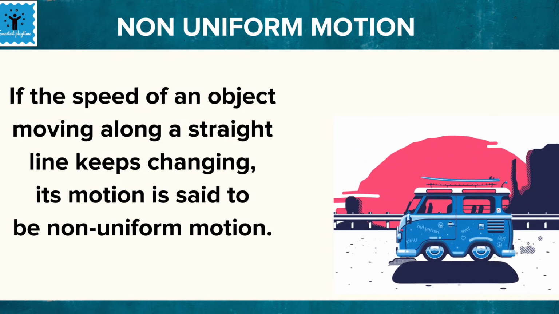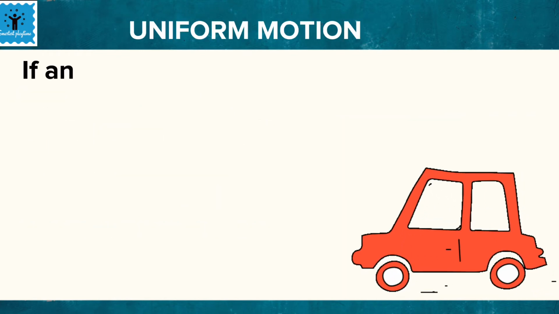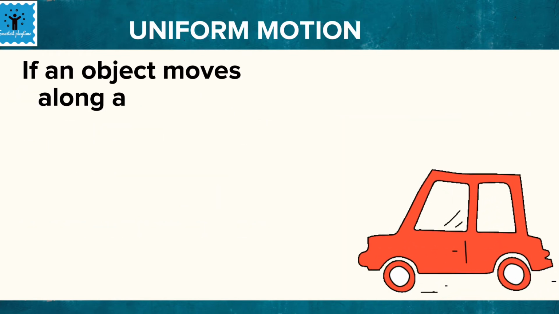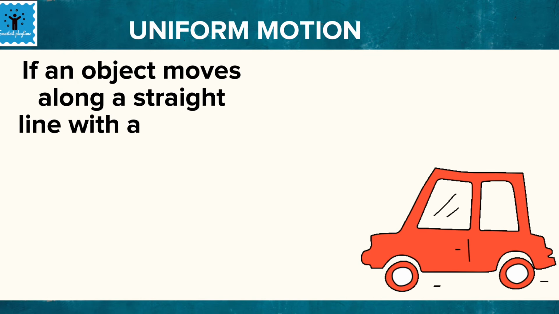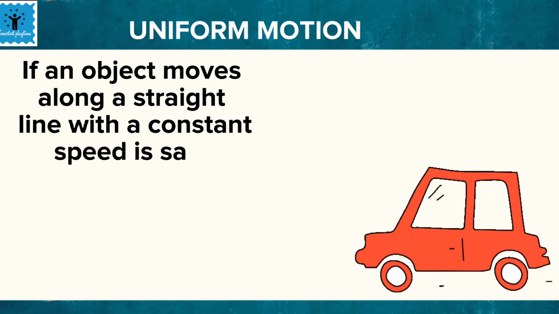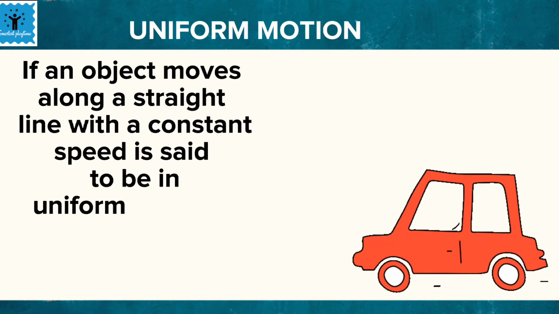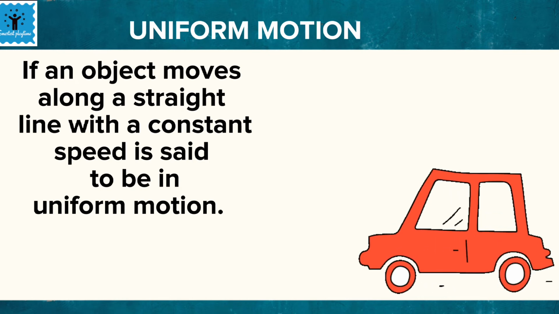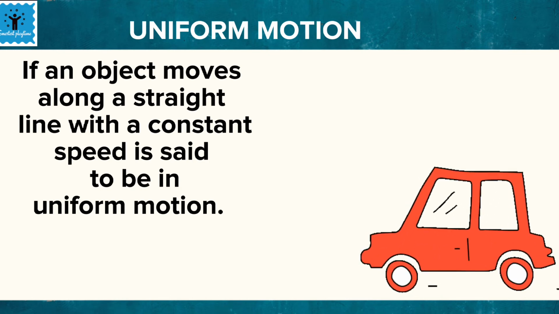If the speed of an object moving along a straight line keeps changing, then its motion is said to be non-uniform motion. On the other hand, if an object moves along a straight line with a constant speed, it is said to be in uniform motion. In this case, the average speed is the same as the actual speed.